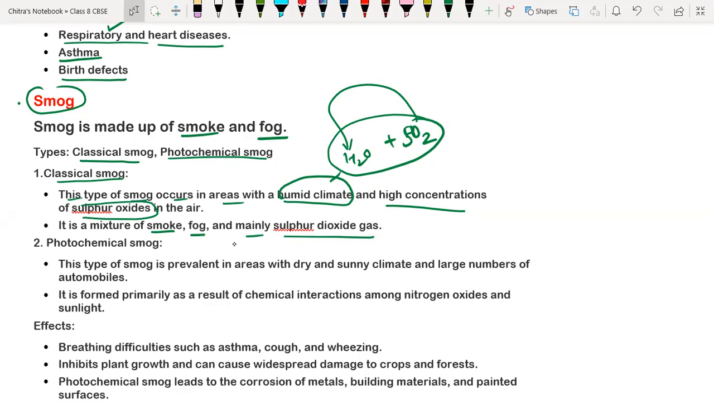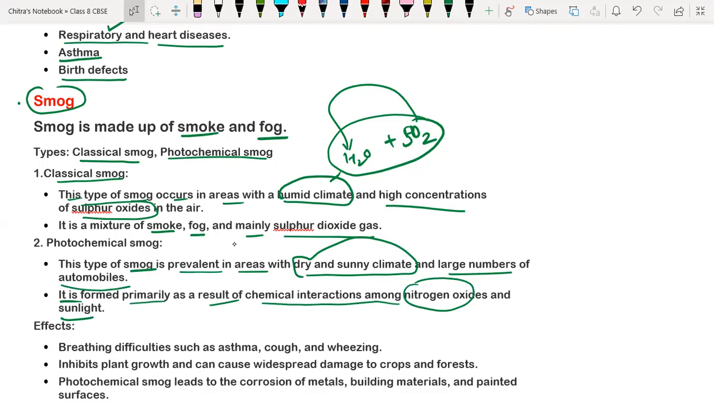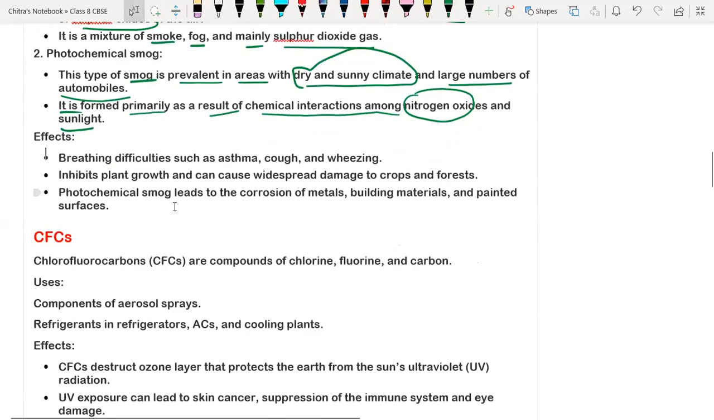What is photochemical smog? This type of smog is prevalent in areas with dry, sunny climate, very important, and a large number of automobiles. It is formed primarily as a result of chemical interaction among nitrogen oxide and sunlight. Nitrogen oxide becomes more poisonous, more dangerous, in the presence of sunlight or radiant energy. That's why it is called photochemical smog. What are the effects of classical and photochemical smog?